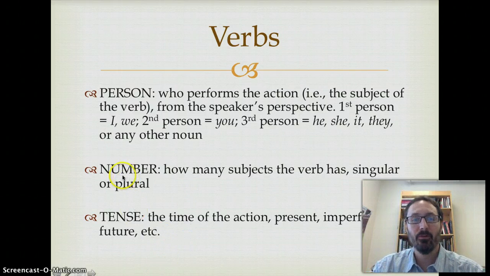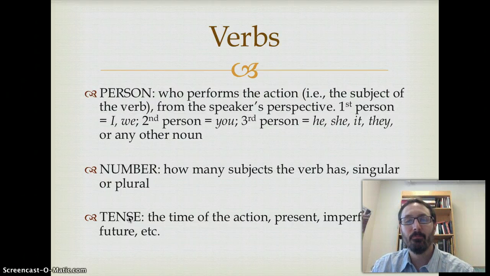Number, of course, refers to how many of the subject there is, whether it's singular, and therefore there's only one, or plural, meaning more than one. We don't get any more specific than that. And the tense of a verb refers to the time that the verb happens at, whether it is now, in the present, in the past, or in the future. And we'll talk about that more later. For the time being, all of our verbs happen in the present tense.